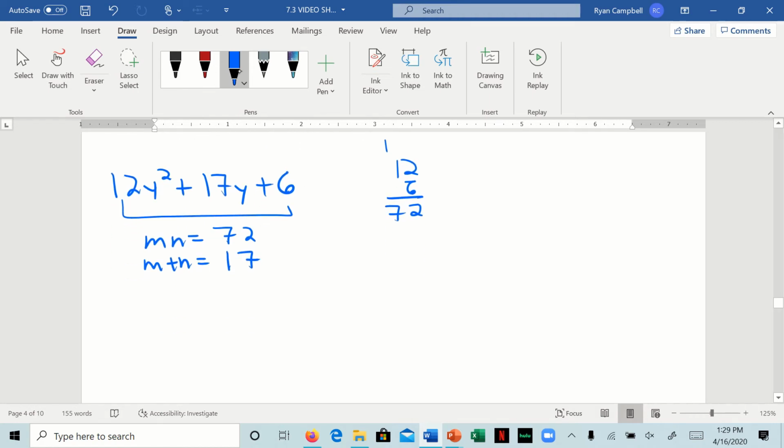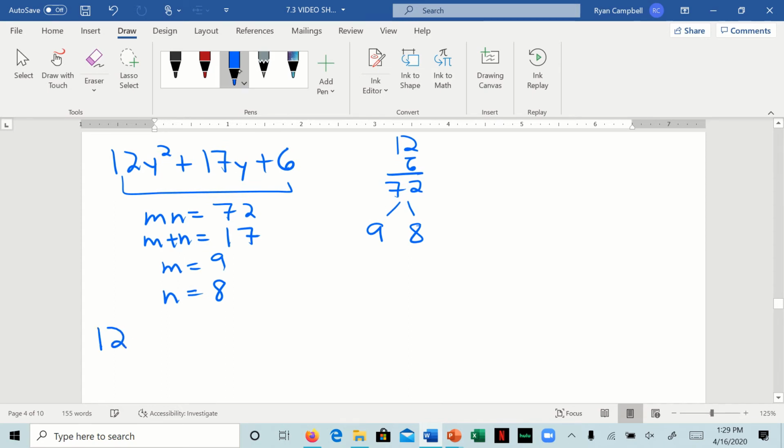So what multiplies to 72? Hopefully you know that that's 9 and 8. And when you actually add these two together, you get 17. So it might take you a little while to figure that out, but you'll get it. I believe in you. So we've got 12y squared plus 9y plus 8y plus 6.